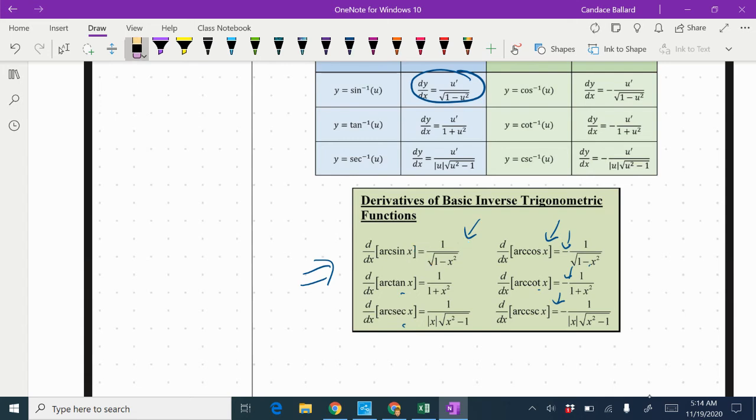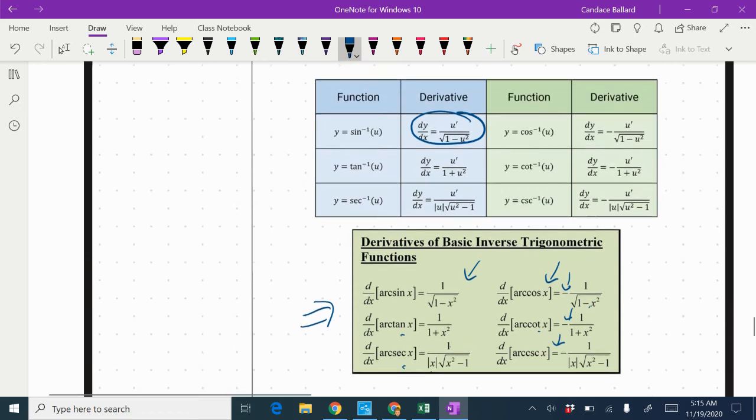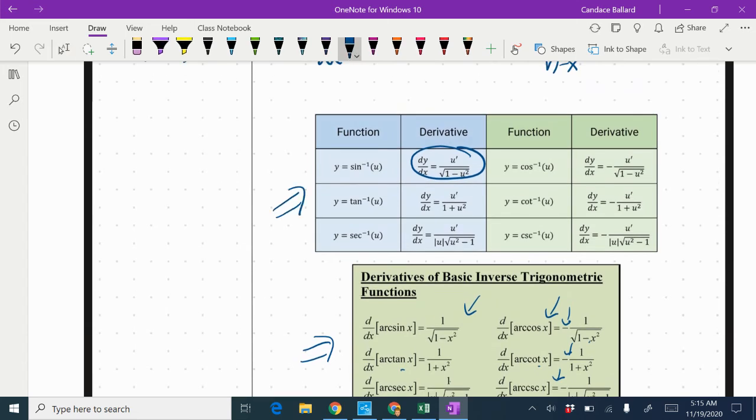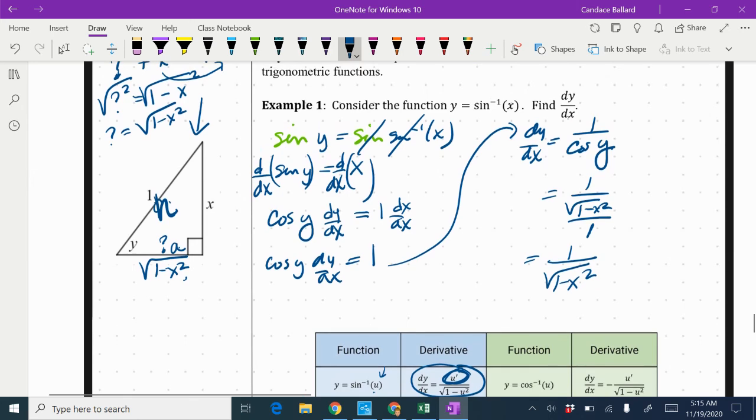And then the arc sine is square root of 1 minus x squared. Arc tangent is 1 plus x squared. And arc secant is 1 over absolute value of x times the square root of x squared minus 1. The difference in the tables is this first table shows what happens with the chain rule, because we always have to take that into account. So they're saying u is the inner function, and that makes sure you always take the derivative of the inner function. If you look at the derivatives on the inside cover of your book, you would notice that here.